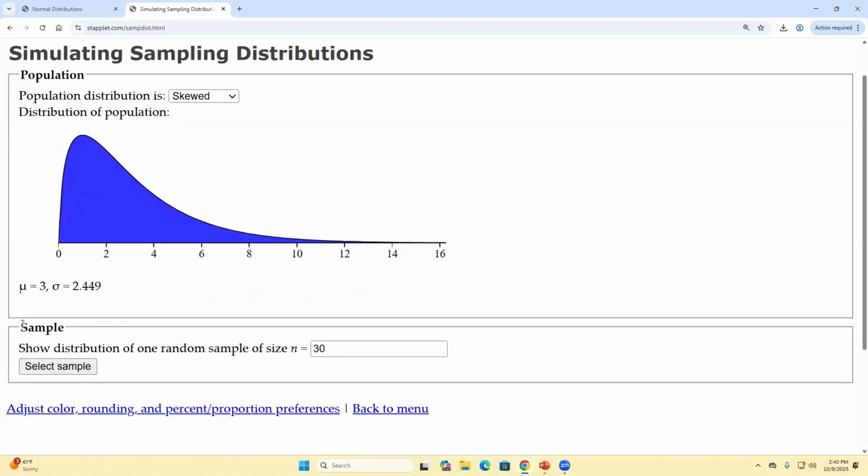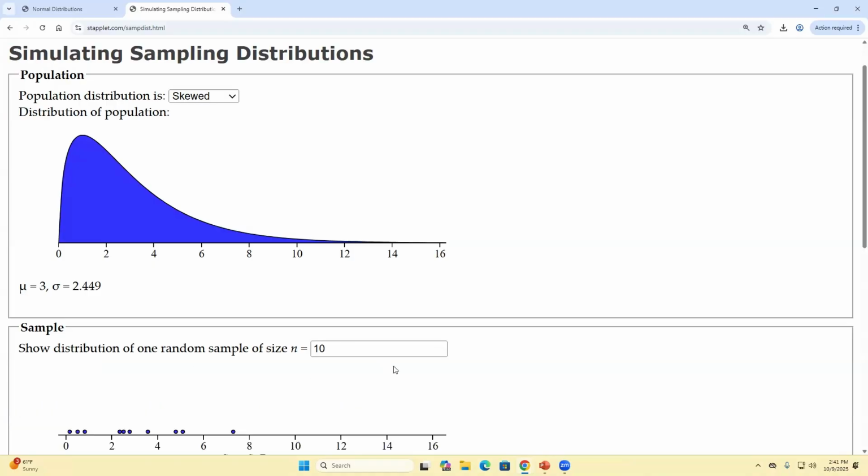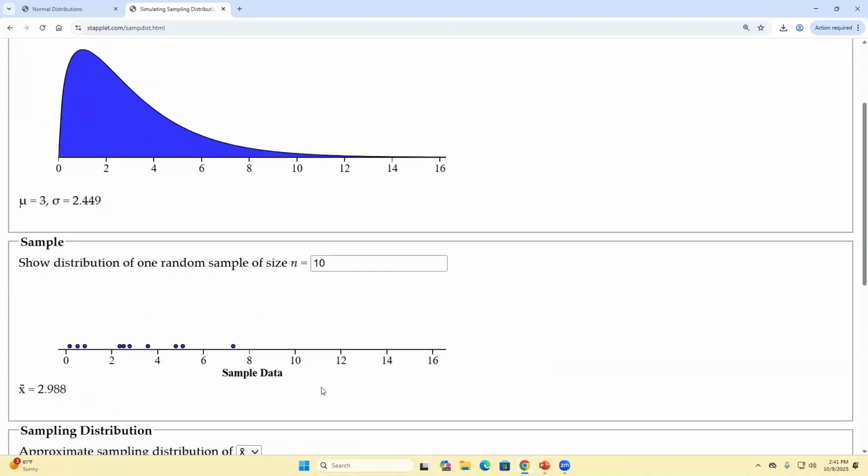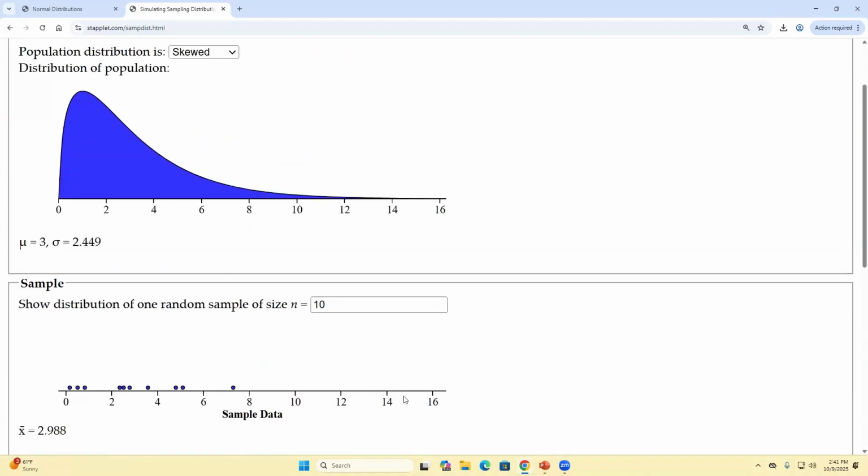All right, so now we're going to start sampling. And we're going to ask it to show a distribution of one random sample of size n equals, and we're going to change this to 10. Just because we want to deal in this first go through with a sample size where we can see the individuals, right? So we're just going to use a sample size of 10, and then we're going to select sample. And then what it does is it creates a second distribution here.